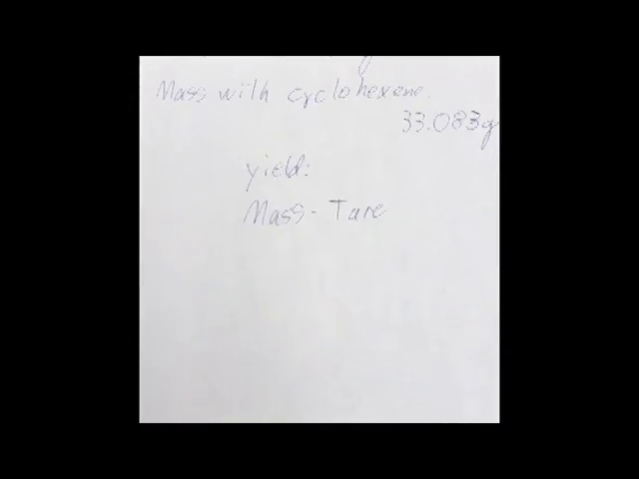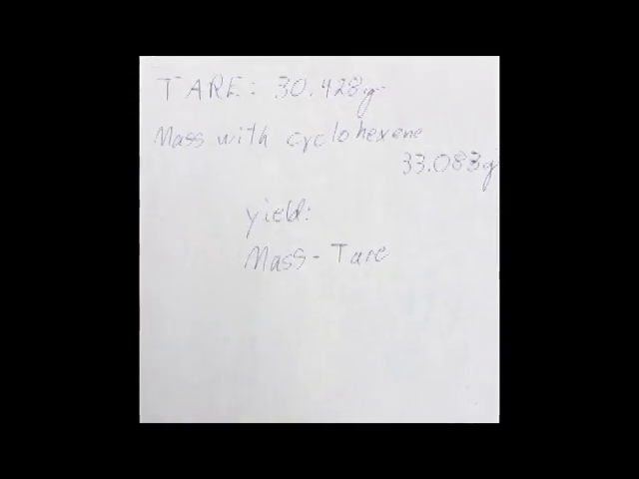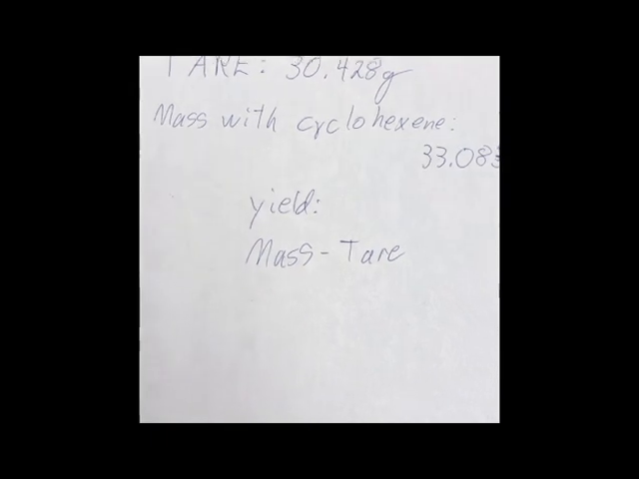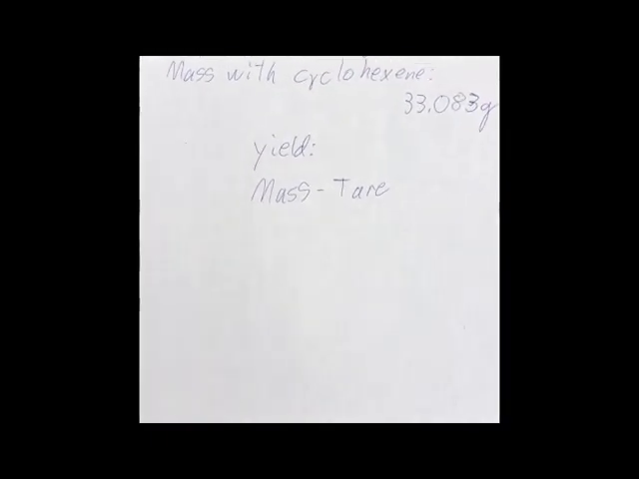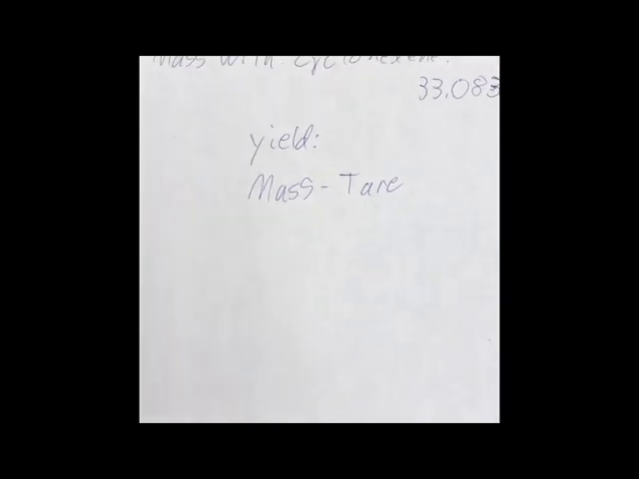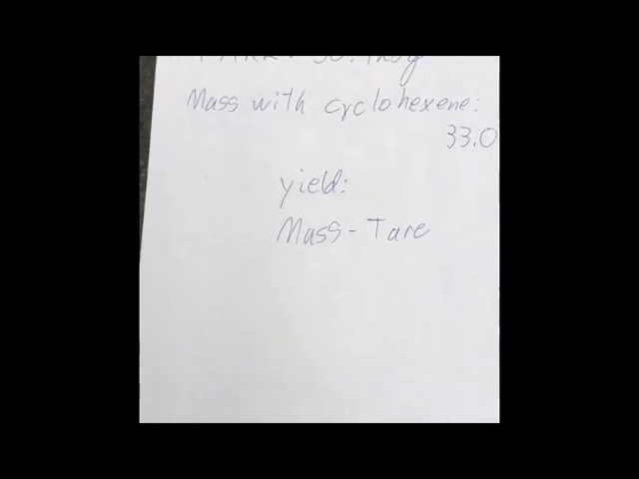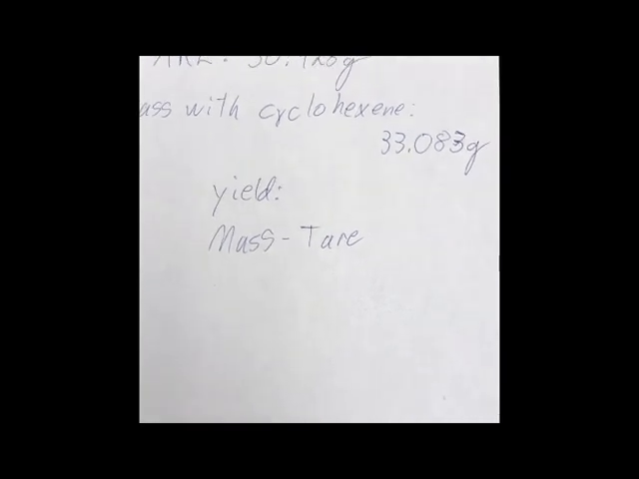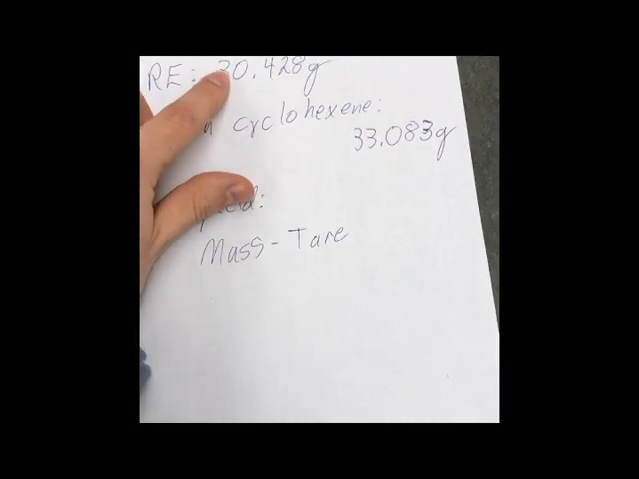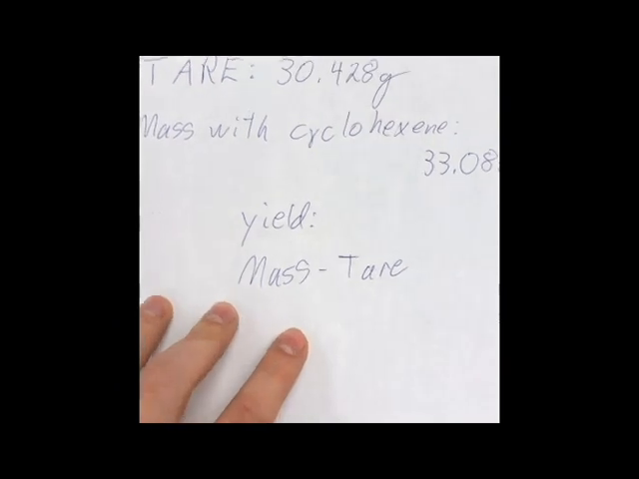Okay, here is a still image of our tare weight and the mass of the flask with cyclohexene. This is just for your information for your calculations. To find your yield, you just subtract the tare weight that's right here from the mass of the flask with cyclohexene. So that's all you need.